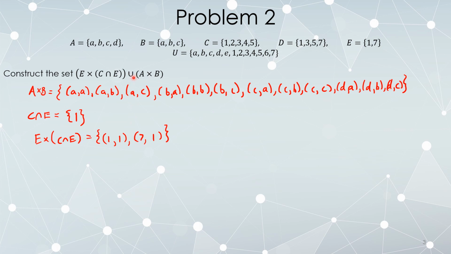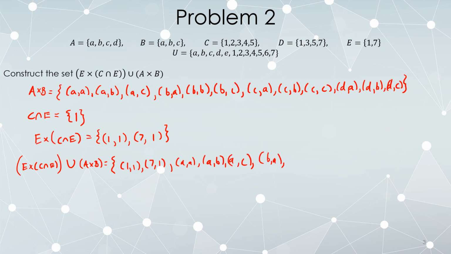Now we can construct this union. So I'm just going to list all of these and also all of those. So it'll take a little bit of time to write out. But E times (C intersect E) union A times B is just going to be all of the ordered pairs from the first thing, so (1,1), (7,1), and also all of the ordered pairs from the second, so (a,a), (a,b), (a,c), (b,a), (b,b), (b,c).